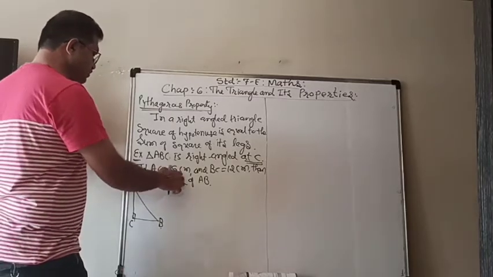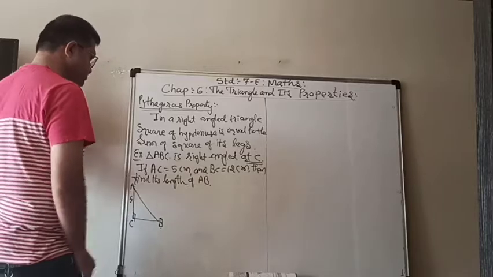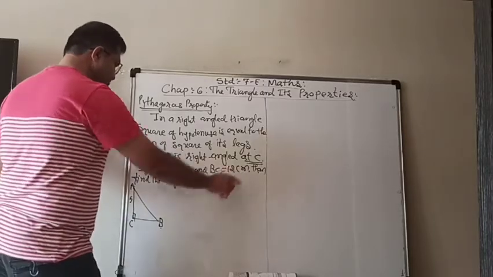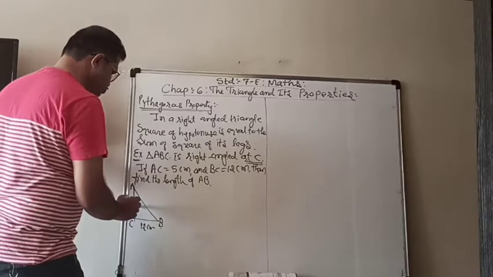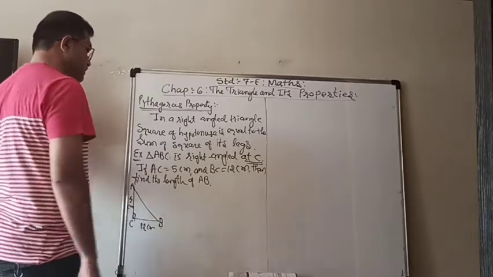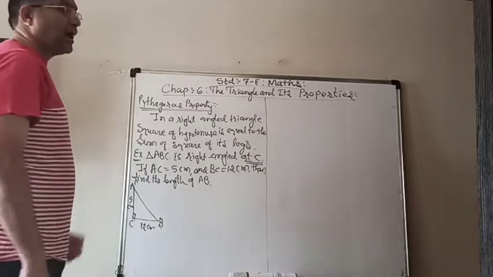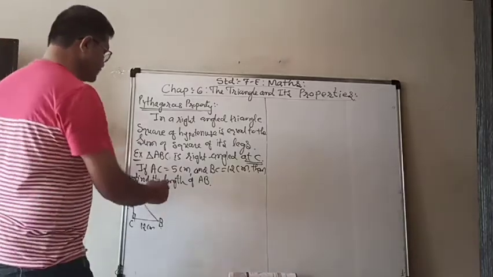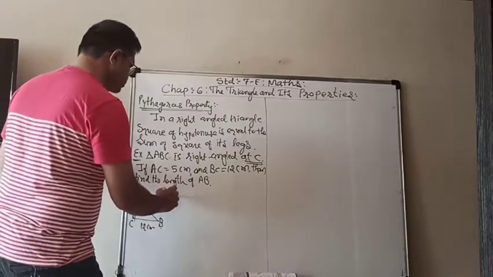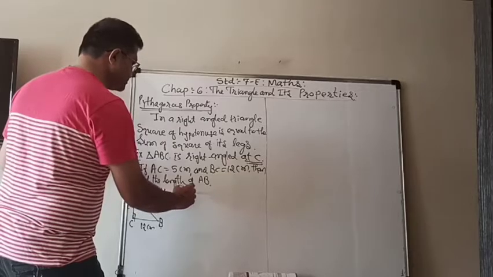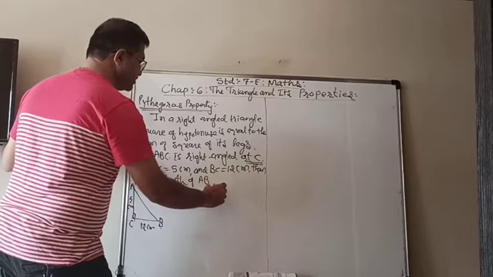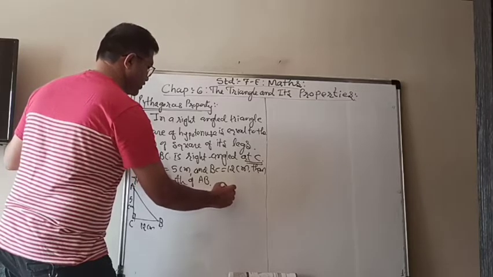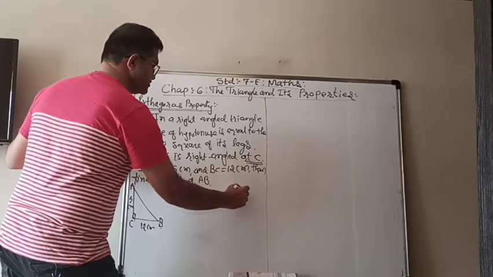Now AC is equal to 5 centimeter. So this is 5 centimeter and BC is equal to 12 centimeter. So here it is 12 centimeter and we have to find AB. So AB is your hypotenuse. So now here in triangle ABC, angle C is equal to 90 degree. Therefore, AB is hypotenuse.